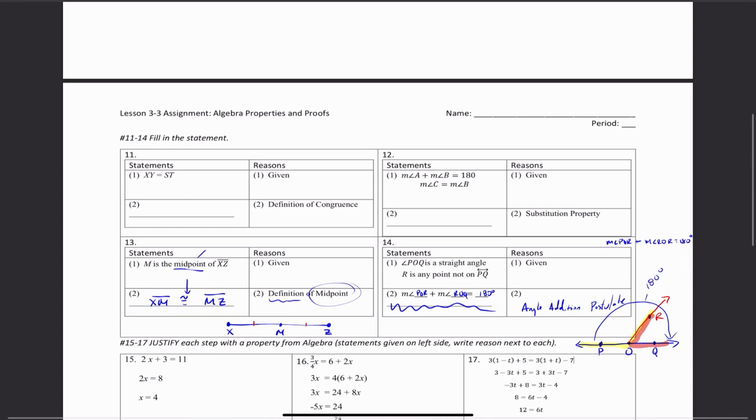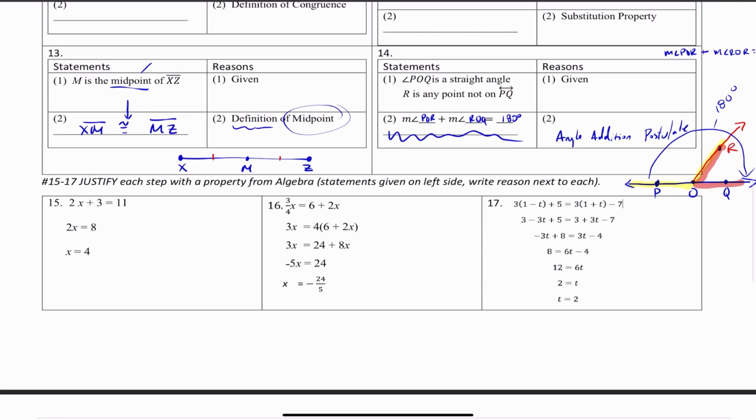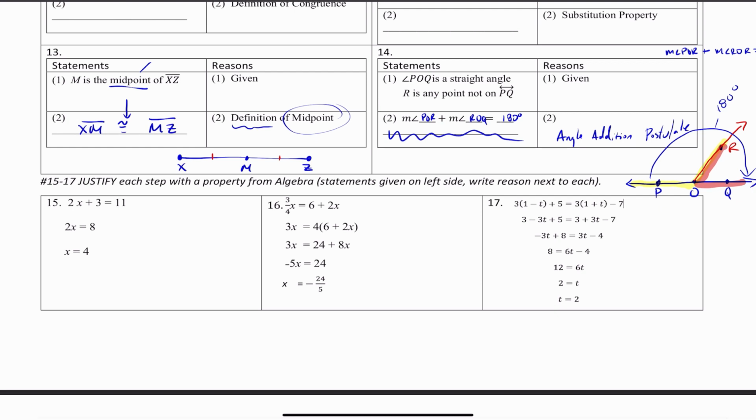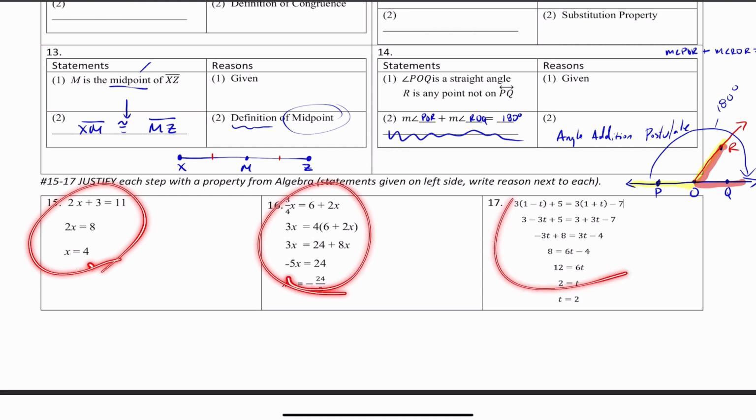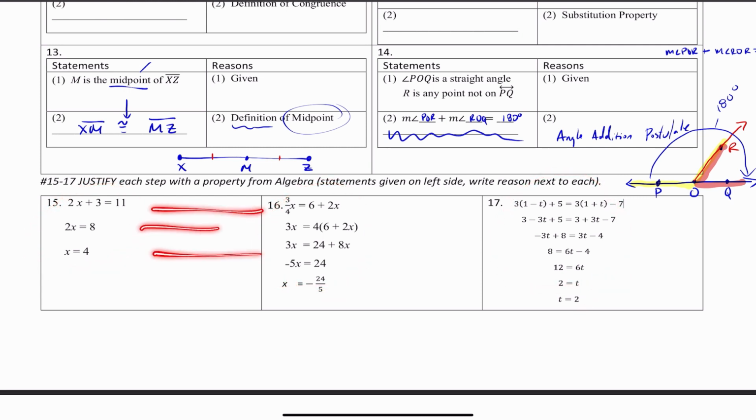so that's the answer. And over here, this should be pretty straightforward. All you're doing right now is you're taking a look at each step and you're going to justify. Okay, so here are the statements, and then you're going to provide reasons for all of these.